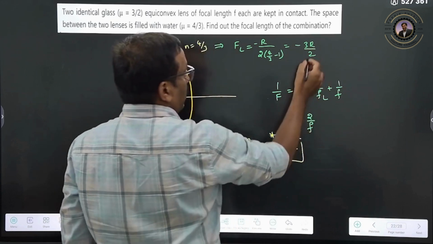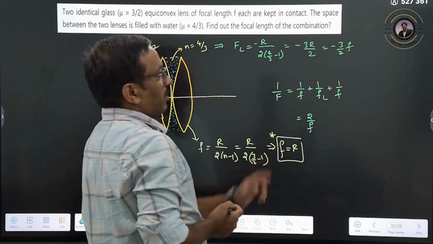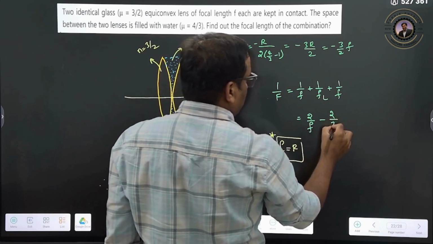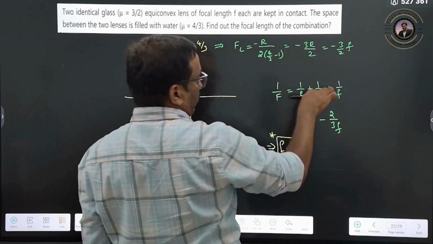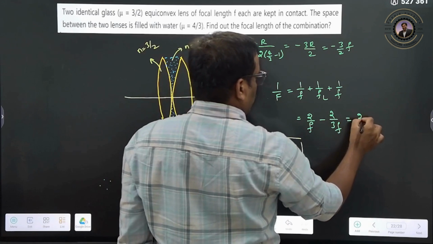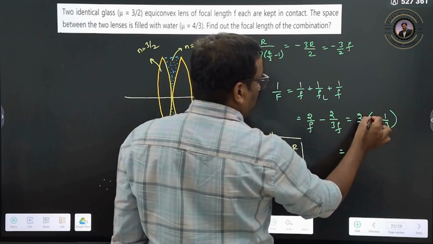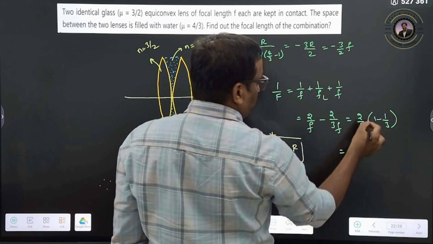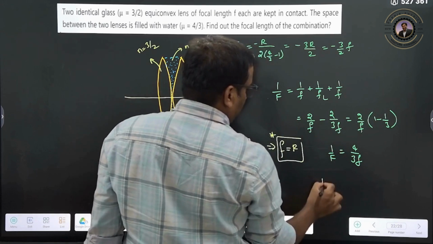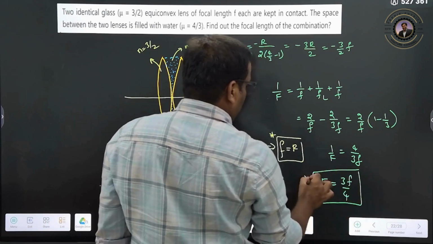So this will be, r is there, minus 3 by 2 into r value is nothing but f, r and f. Clear? So therefore it will be minus 2 by 3f. Clear? 1 by f1. So here I can rewrite it as 2 by f, I can take it common, 1 minus 1 by 3. So 3 minus 1, 2, 2 by 3, therefore it is 4 by 3f, 1 by f. So f is equal to 3f by 4 will be the focal length of this combination.